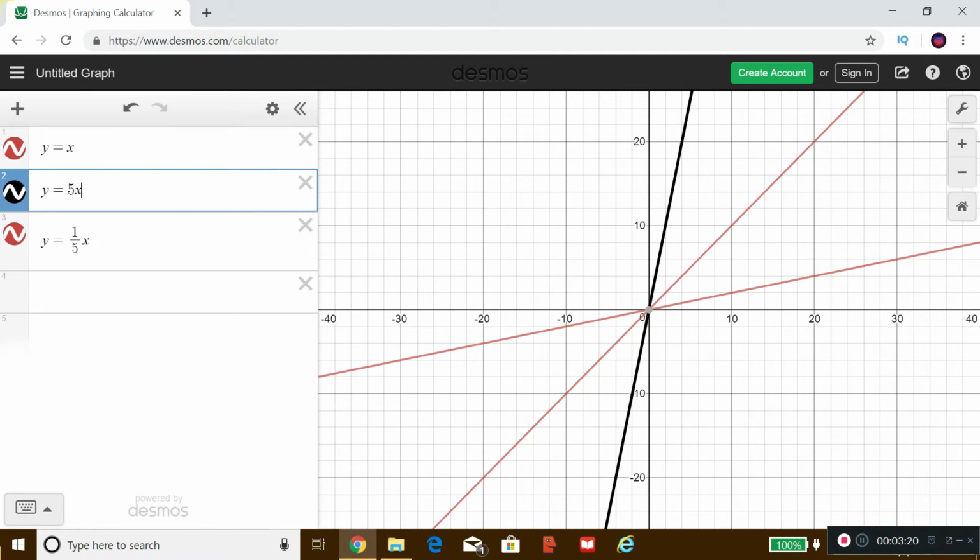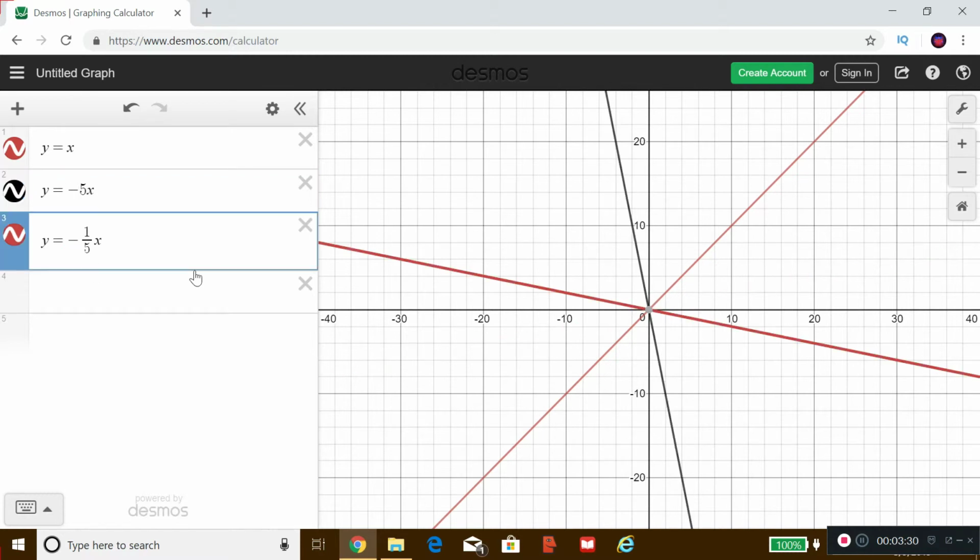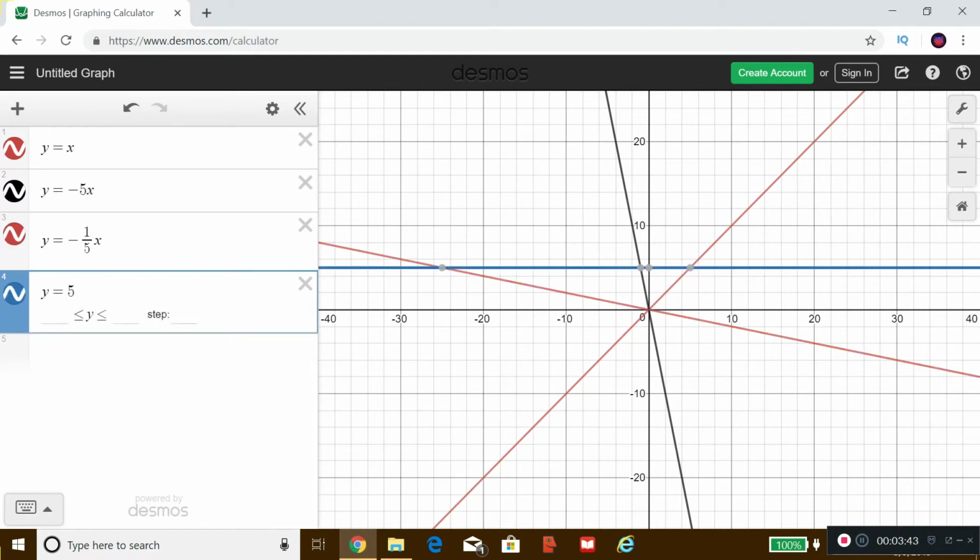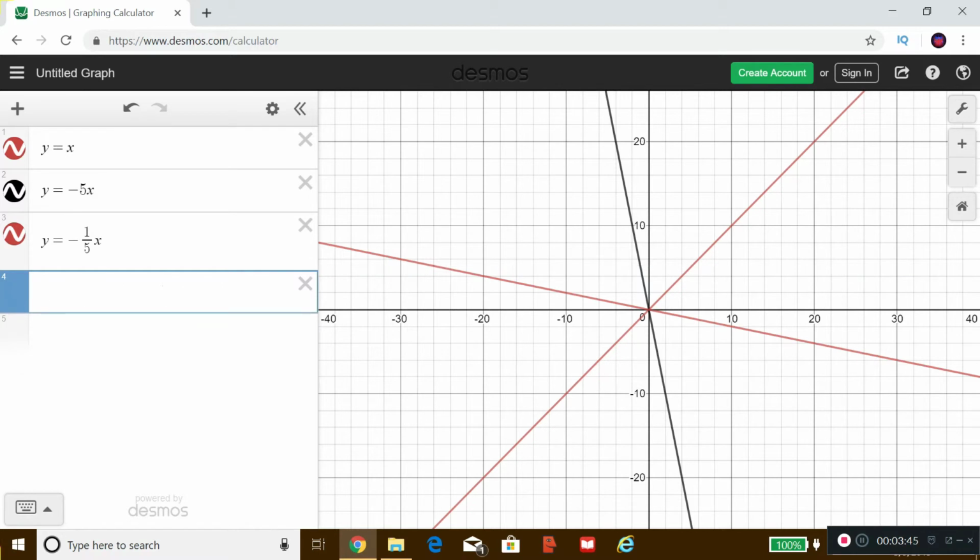What if we say y equals 5x plus 2? Actually, let's first just note that if we put minus 5x and minus 1/5x, these are both still reflections of each other, because of course they're reciprocals. We just notice they're going downhill. And if we just say y equals 5, that's a straight line. And if we say x equals 5, that's a vertical line, not a function.